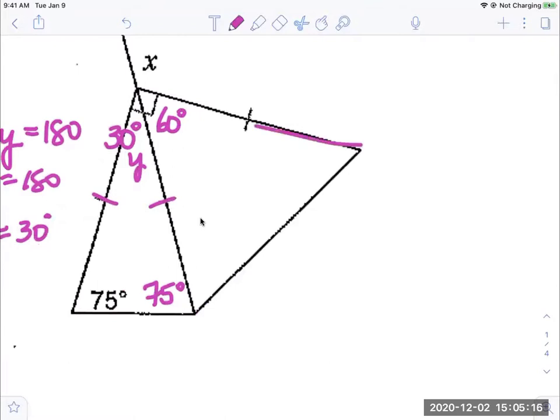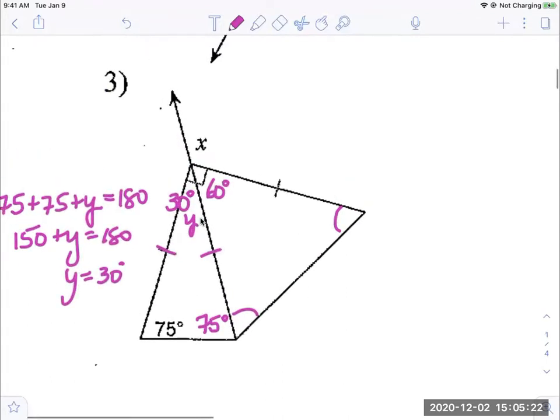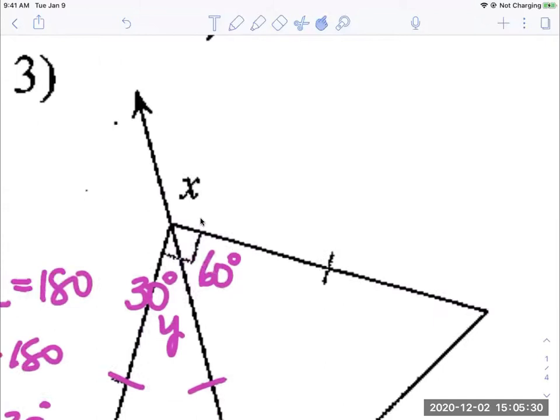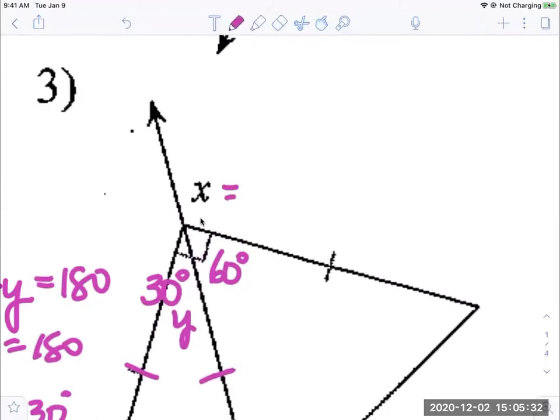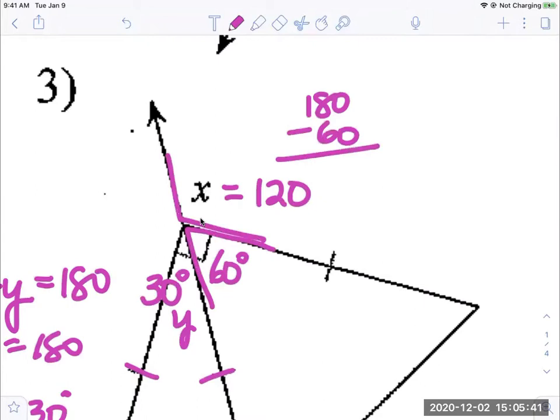And then again, this triangle over here is isosceles. Its base angles are those two angles. So, oh, don't need that. Let me back up. And since we're looking for x, these are a linear pair, right? Because they add up to 180. So just 180 minus 60 would give us 120.